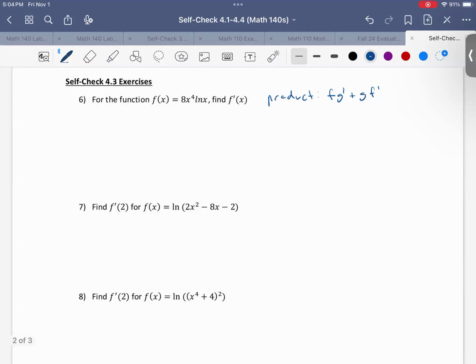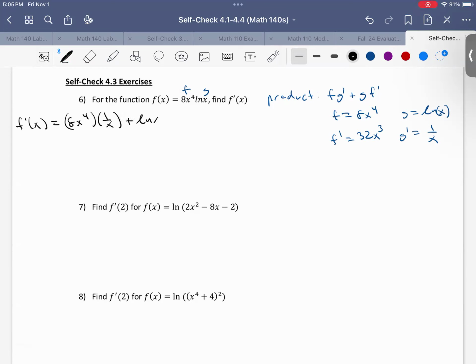And so you can pick our f and our g. So f would be 8x to the fourth. F prime would be 32x cubed. G would be natural log of x. And so g prime would be 1 over x. Okay, so if we put this all together in our derivative, we would get 8x to the fourth times 1 over x plus natural log of x times 32x cubed.